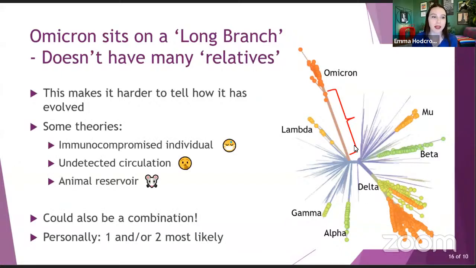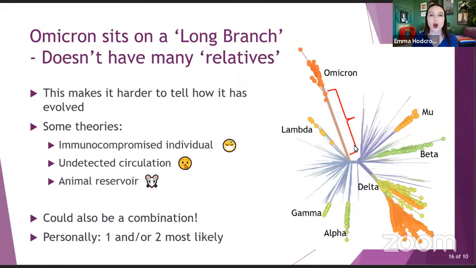There have been some theories circulating about how Omicron may have come about with so many mutations. One is that it may have been an immunocompromised individual. This means when the virus gets into someone whose immune system doesn't work as well, that person can't get rid of the virus as quickly. And what we've seen in the past is that in this case, SARS-CoV-2 sometimes develops a lot of mutations.